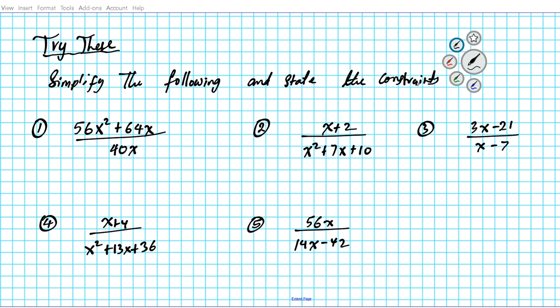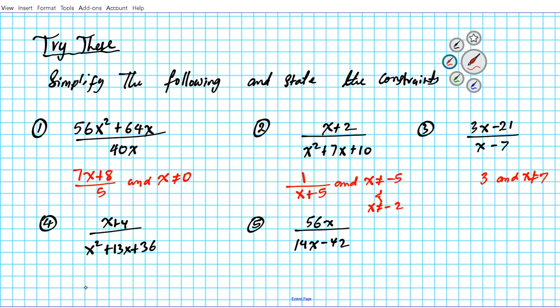Alrighty, welcome back. So hopefully you had a chance to try out the problems. Let's take a look at what the answers are. For the first one, the simplified form is 7x plus 8/5, and x cannot be 0. Number 2, simplified form is 1/x plus 5, and x cannot be -5, and x cannot be -2 also. For number 3, the simplified form is just 3, and x cannot be 7.